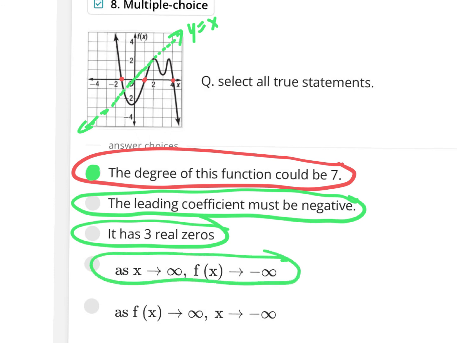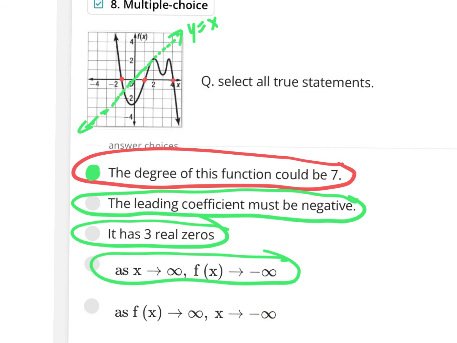Okay. Again, x just means the x-axis. Positive infinity is to the right, negative infinity is to the left. F of x are your y values. F of x to positive infinity is up, f of x to negative infinity is down. So right here it says f of x going to positive infinity. Your y value is going to positive infinity. That means really going up. So as you're going up, where are your x values going? They're going to the left, right?